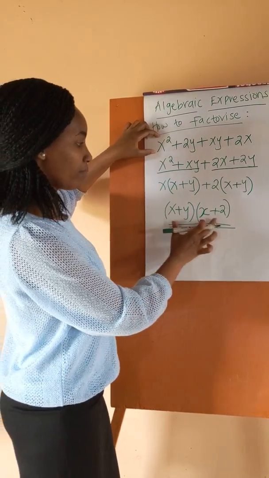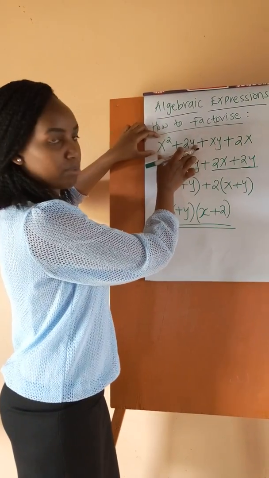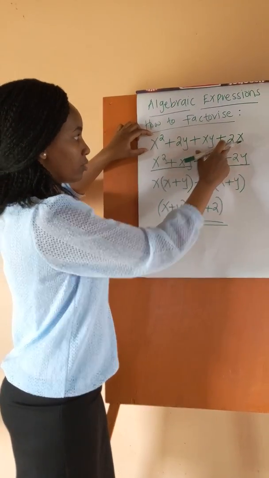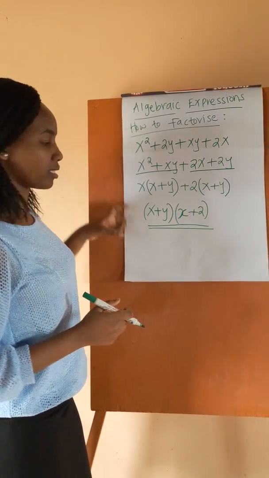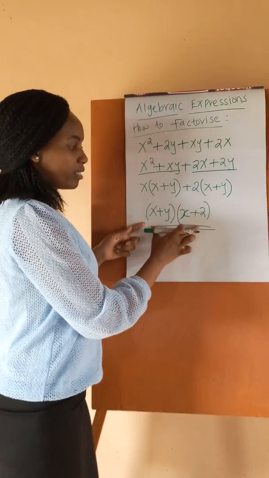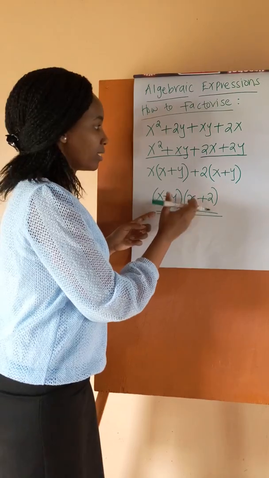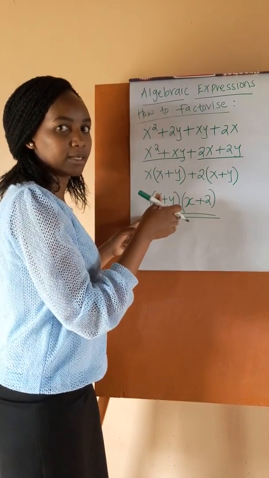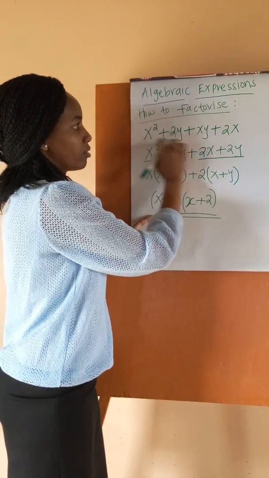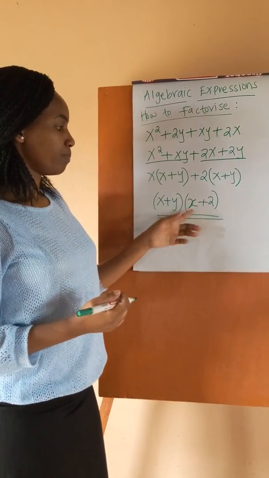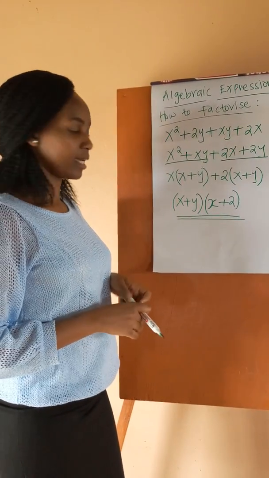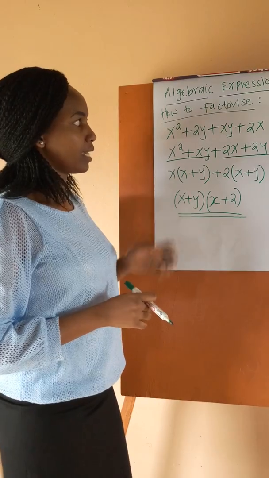If you open up these two factors, they'll bring you back to this expression. If you are given such an expression, that is how you factorize. If you are given these two factors and told to expand, it is now working opposite to go back to your expression. I hope guys you understand how that one is done.